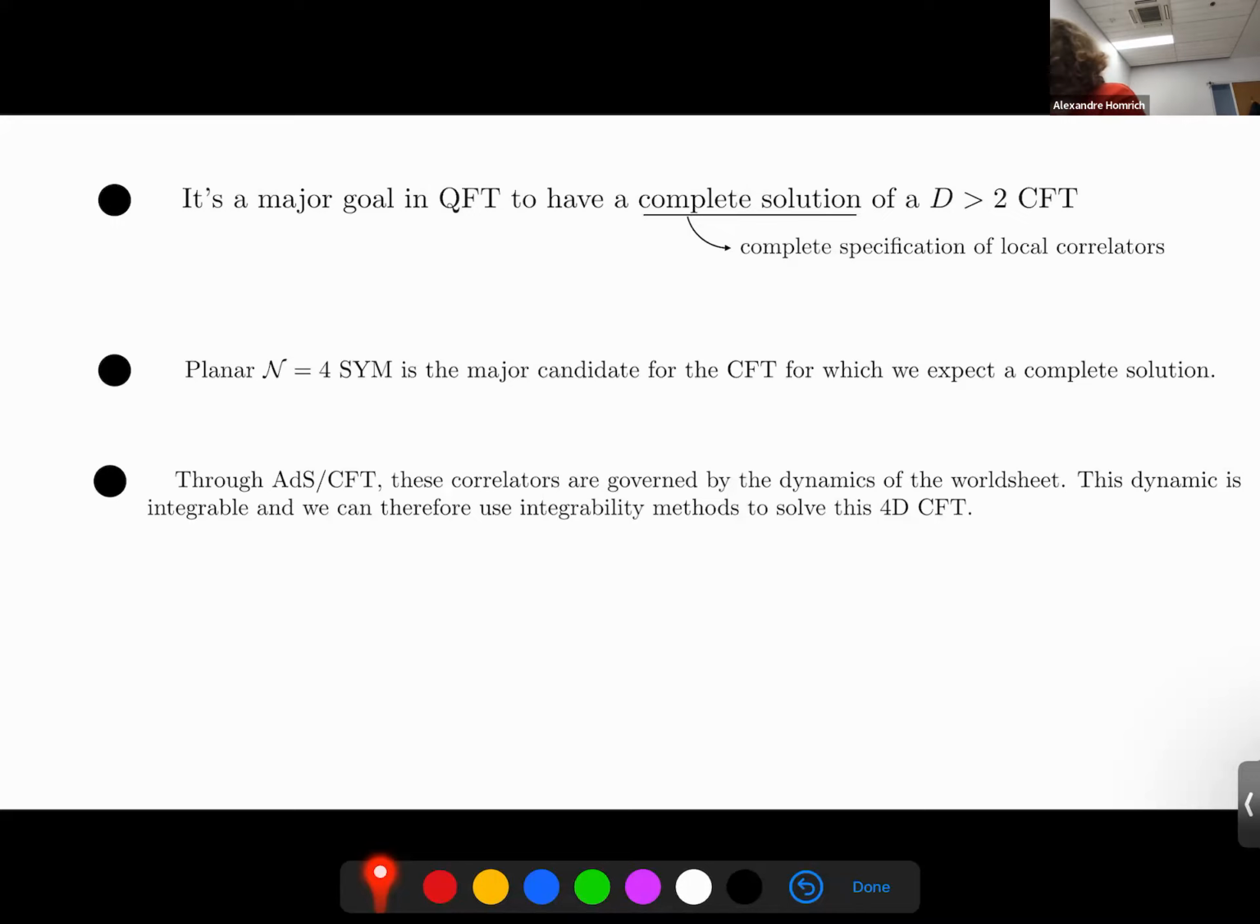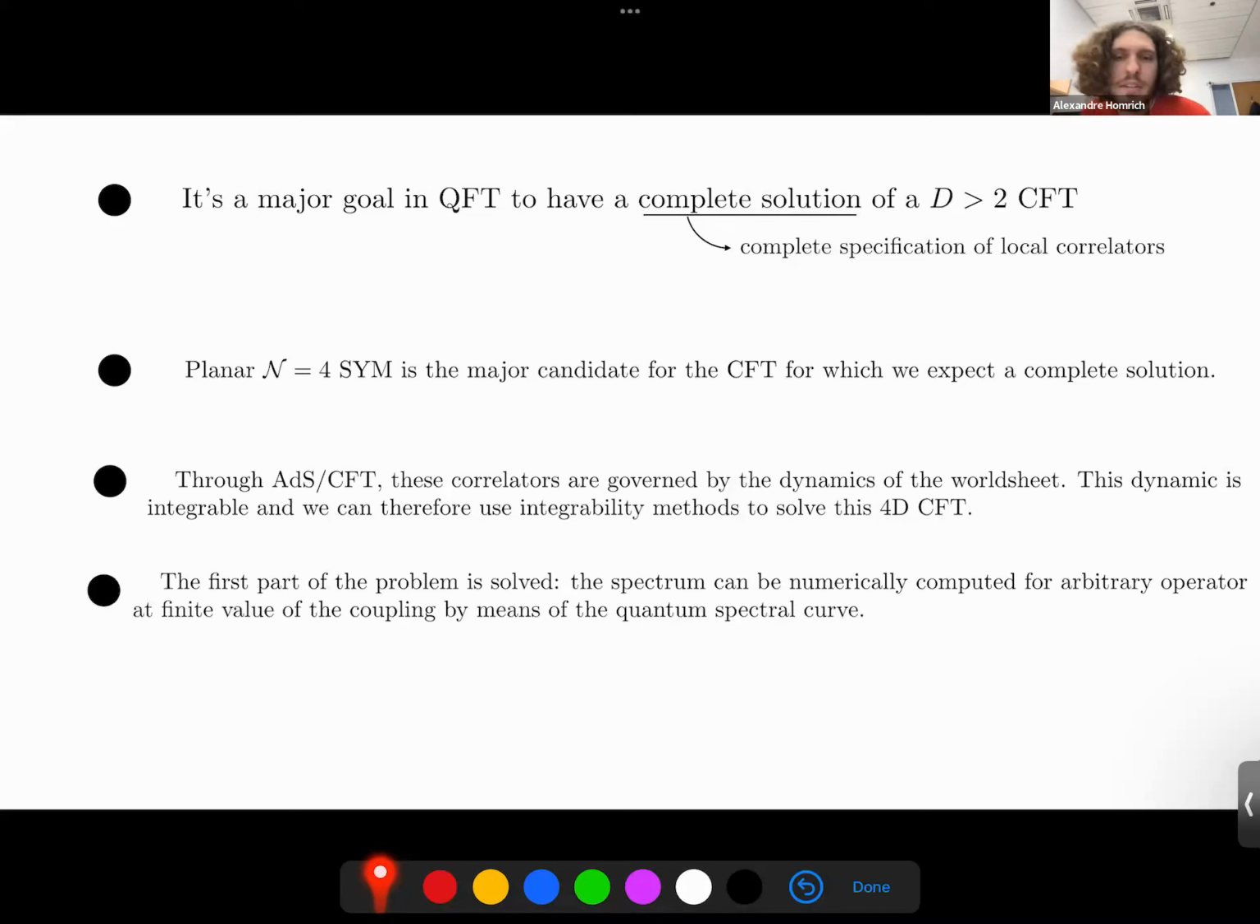Now, these words can be shown to be actually very realistic because, for instance, the first part of the problem of the complete solution of planar N=4 is done. So the spectrum of the local operators in the theory can be numerically computed for arbitrary operators at arbitrary values of the coupling by means of the so-called quantum spectral curve.